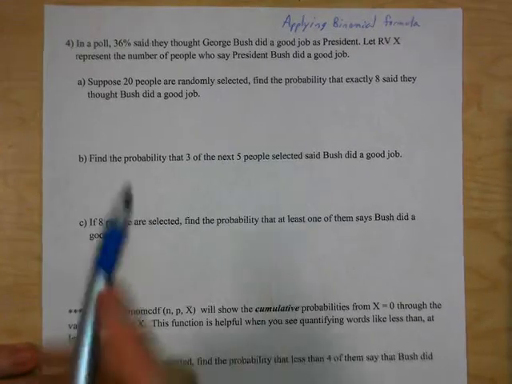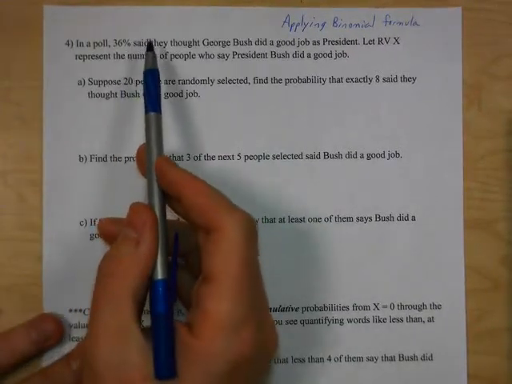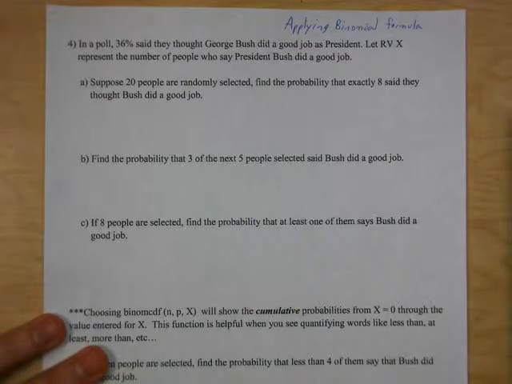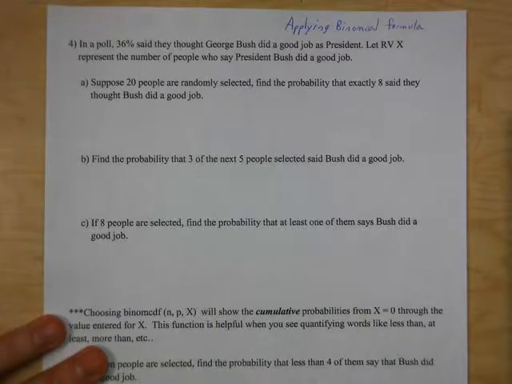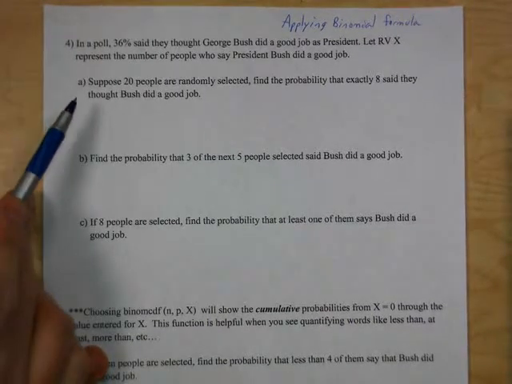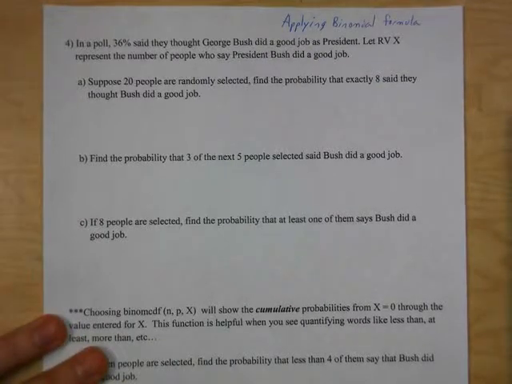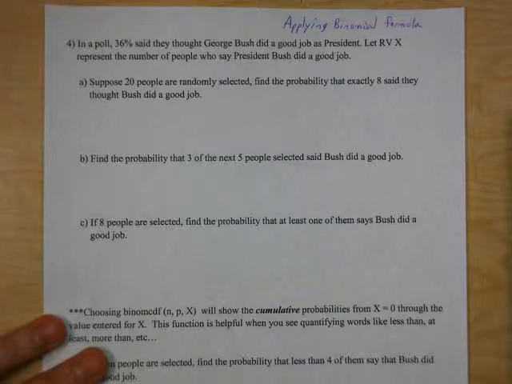So for example, in a poll, suppose 36% said they thought that George Bush did a good job as president. Let RV, X, that means random variable X, represent the number of people who say President Bush did a good job. So part A, suppose 20 people are randomly selected. Find the probability that exactly 8 said they thought Bush did a good job.